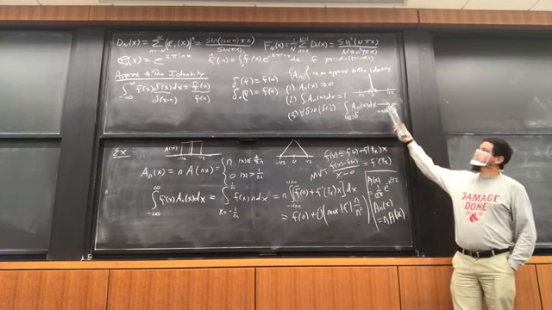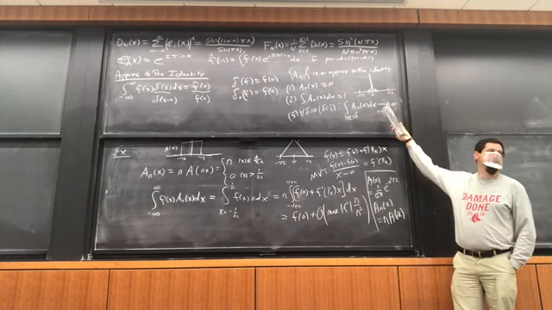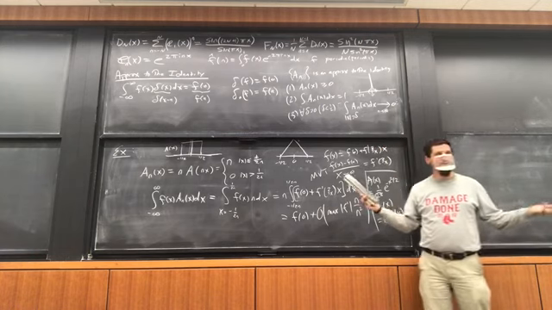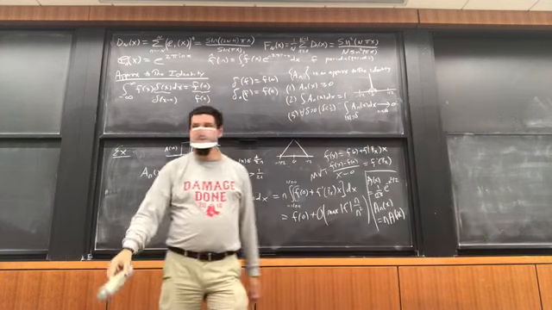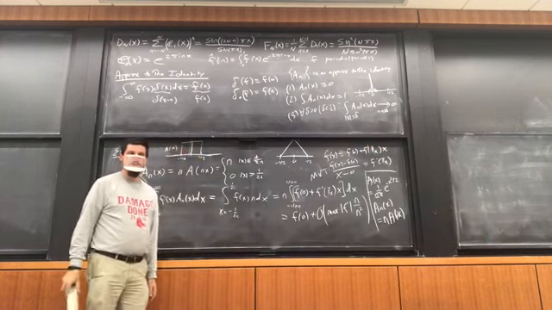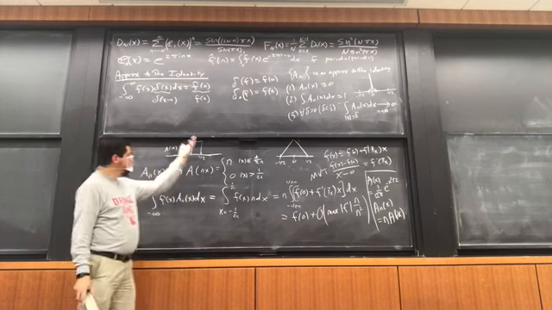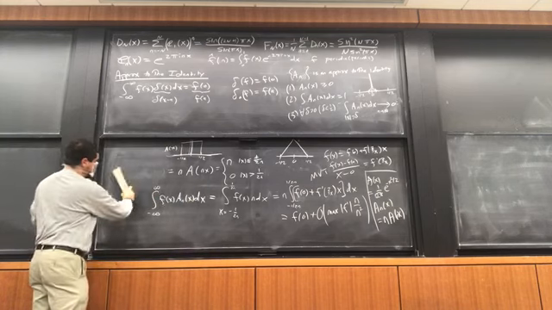So given that we have two sequences on the board, d_n and f_n, what is the question to ask? So what's the first question we should be asking about d_n and f_n?